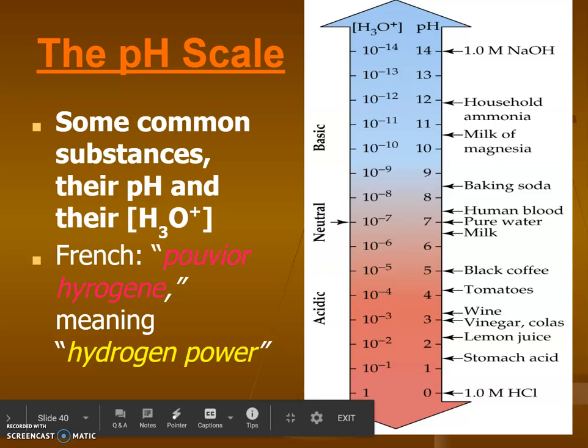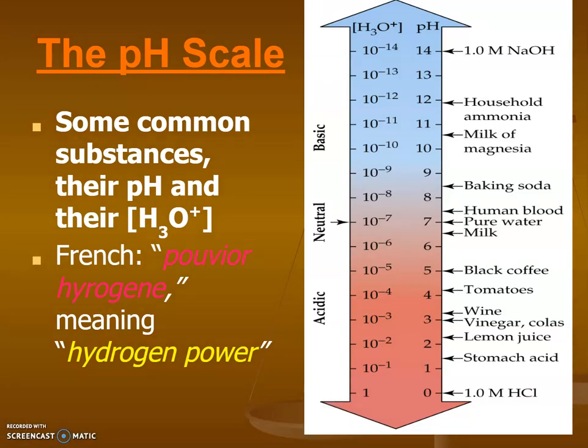The pH scale is actually the power of the hydrogen ion, which is why we end up having a little p and a capital H for hydrogen. And it was developed by French scientists, which is why it has, sorry for the bad French accent, pouvoir hydrogénique, and that is the hydrogen power. It tells how much hydrogen ions, how much hydronium ions we're talking about in your different aqueous solutions.